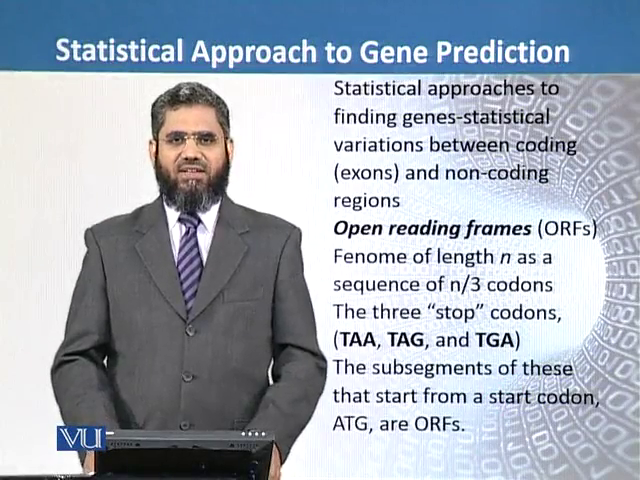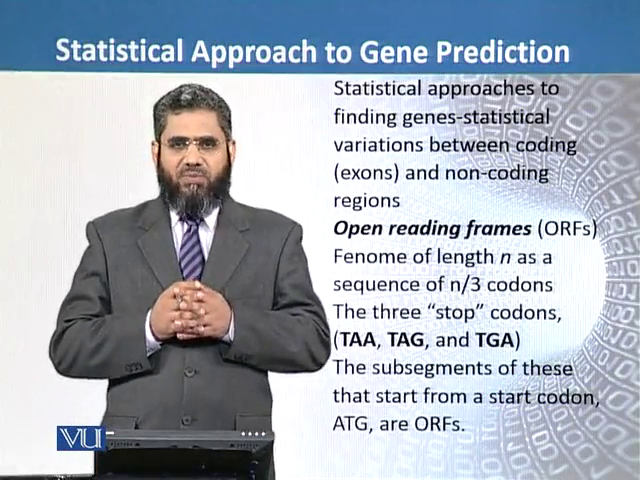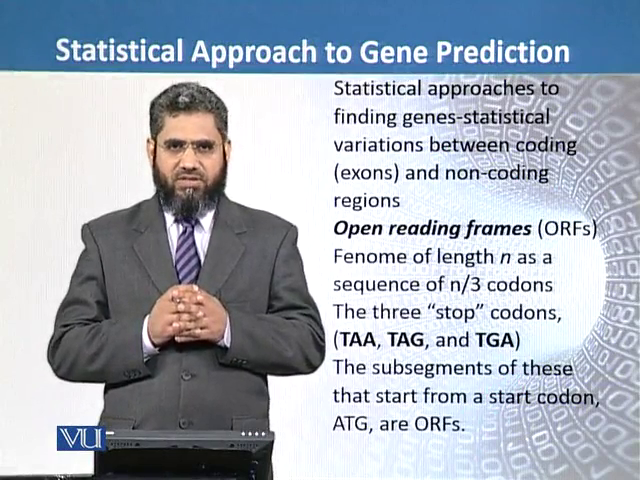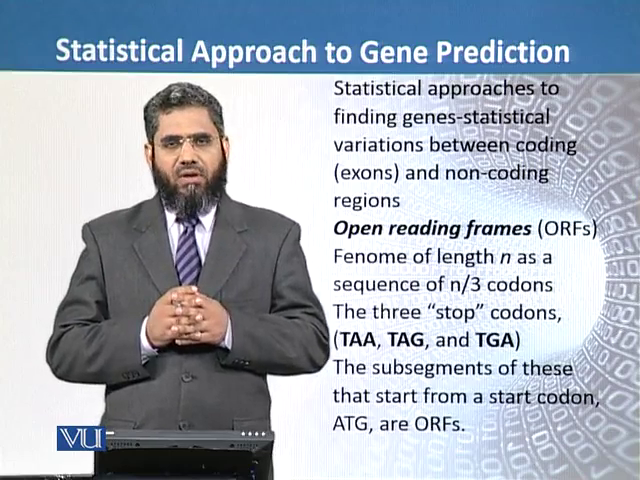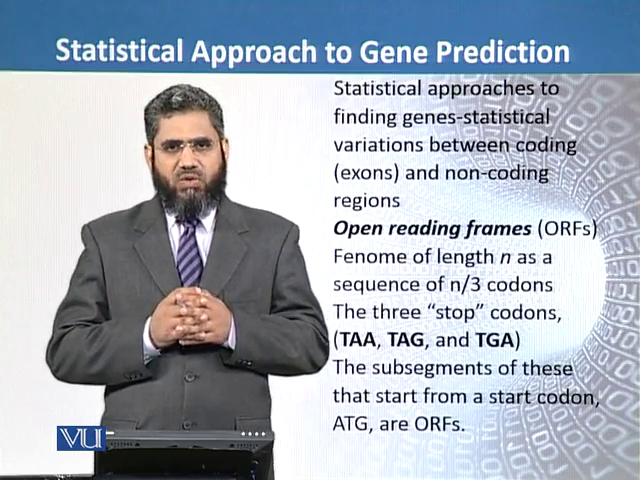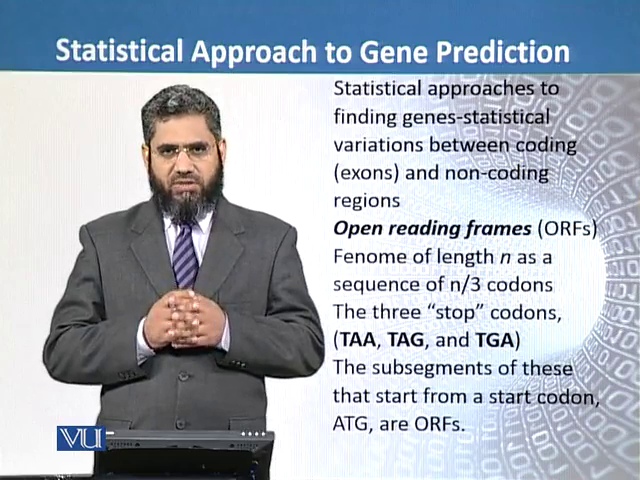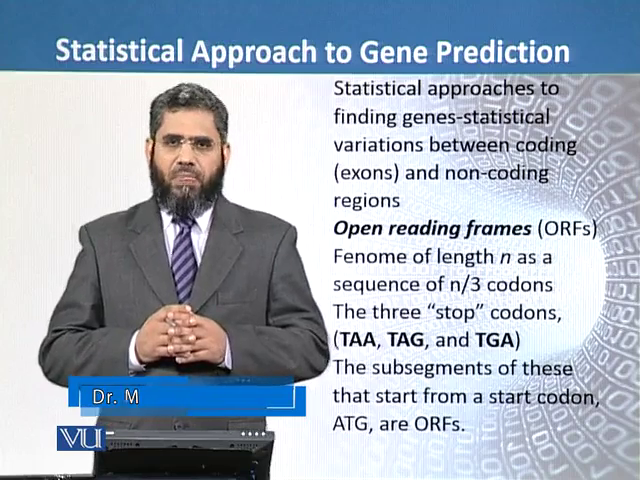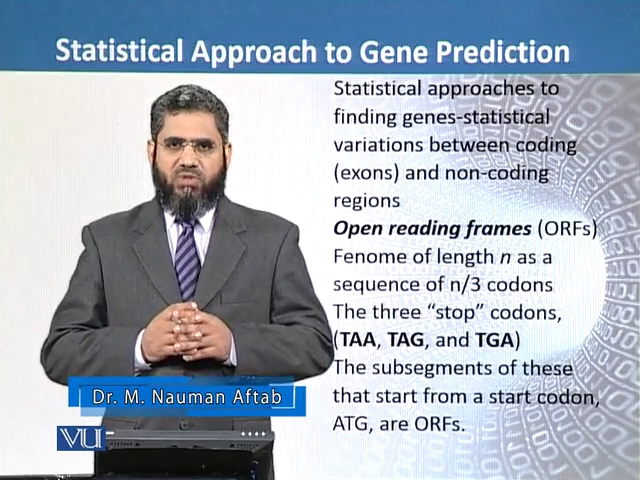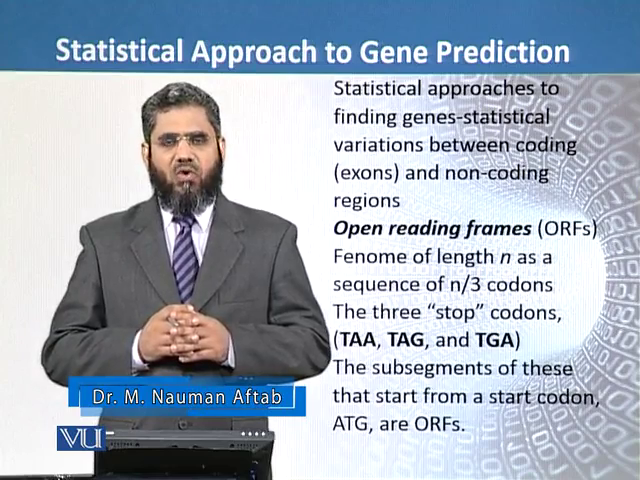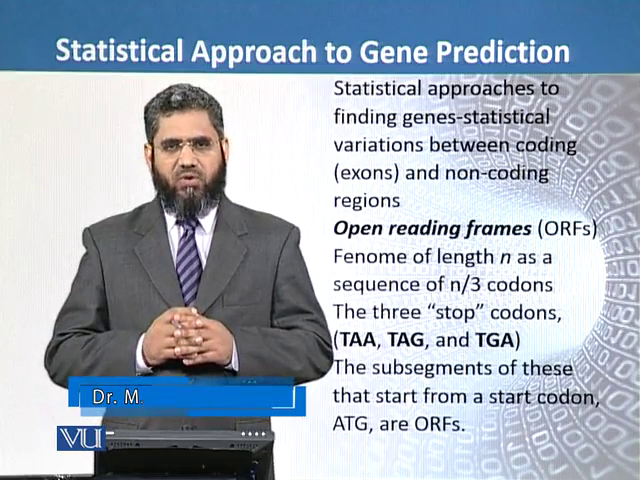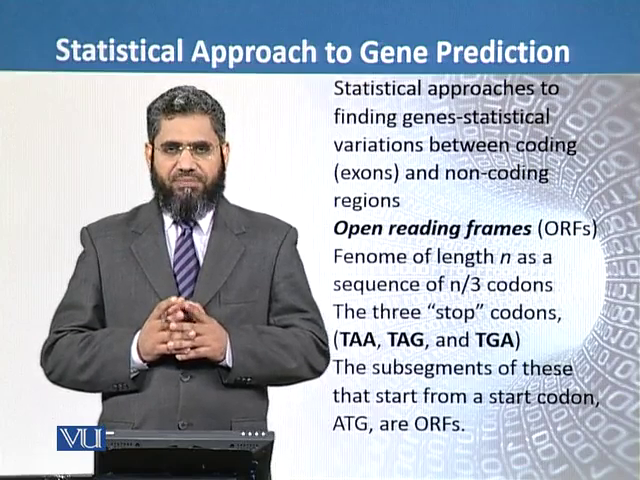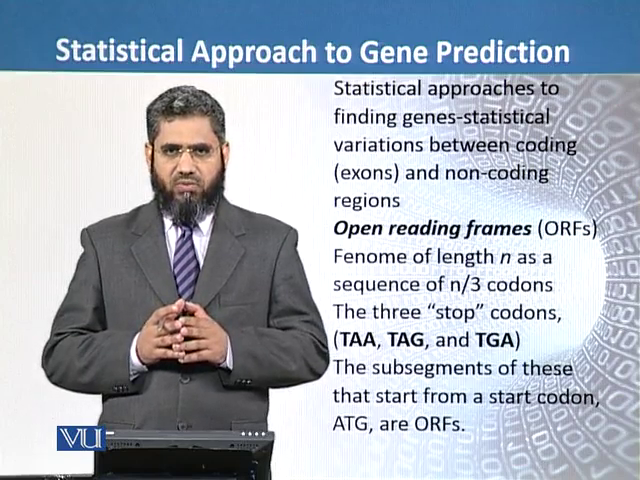As we have seen earlier, the statistical approach to find the genes in the genome relies on the statistical variation that is present in the exon and the intron regions. On the other hand, there is a very straightforward approach, in which we can find the open reading frame. And we know that the open reading frame comprises the region that is transcribed into mRNA and then protein.